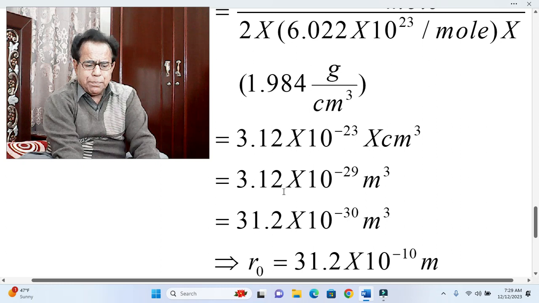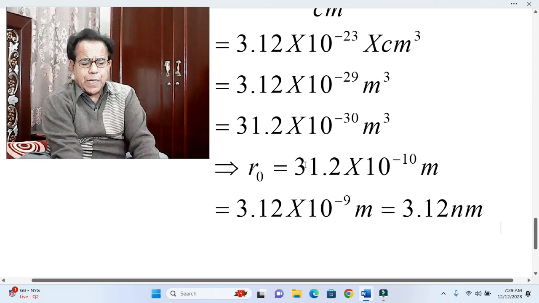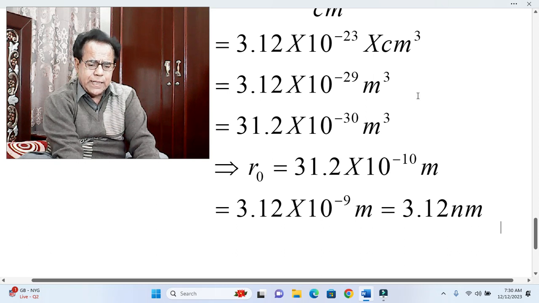So in order to convert it to minus 30, we reshape this number as 31.2 into 10 to power minus 30 meter cube. This implies that R naught becomes equal to the cube root of this, that is power 1/3. So this 3 will be cancelled with 1/3, and this will become minus 10. R naught will become 31.2 into 10 raised to the power minus 10 meter.